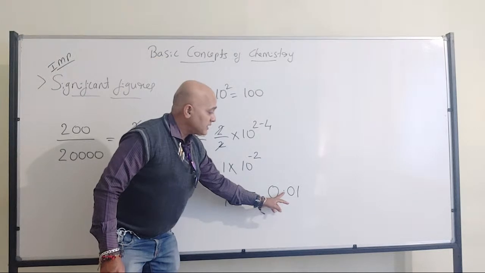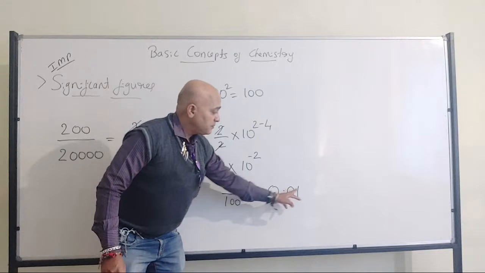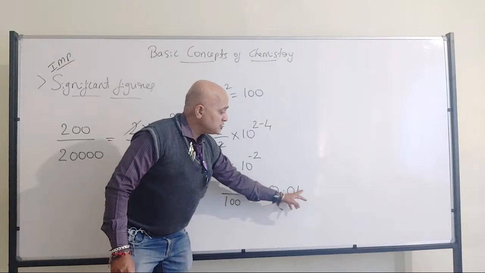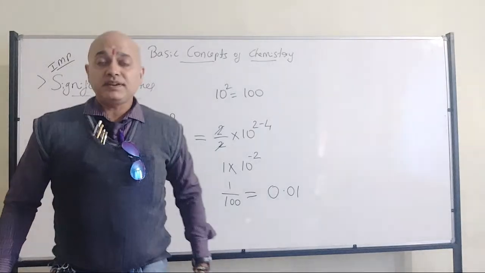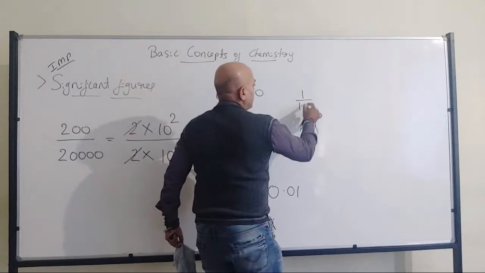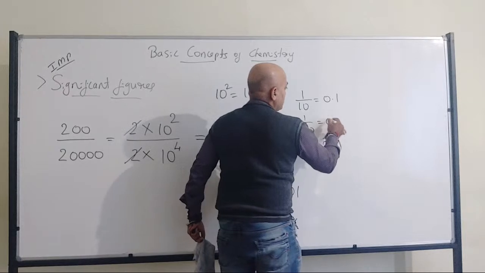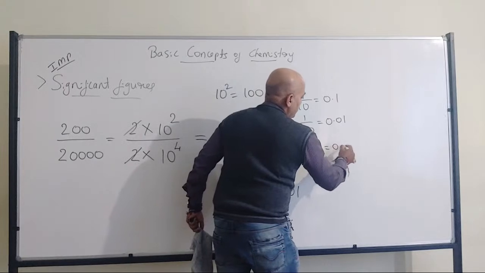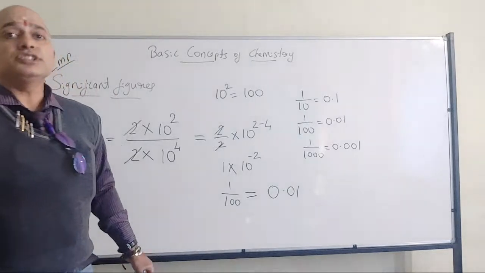Please remember, point something, that means divided by 10. 0.0 something, that means divided by 100. 0.00 something, then it is divided by 1000. Like that, placing will happen. All of you will agree? So that's where we have 1 by 10 is equal to 0.1. 1 by 100 is equal to 0.01. 1 by 1000 is equal to 0.001. So that's where we will be having the positions.